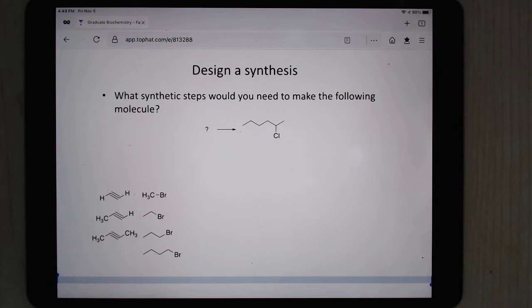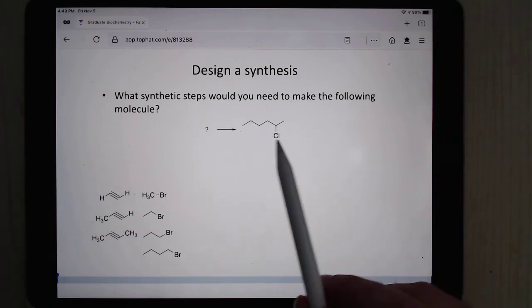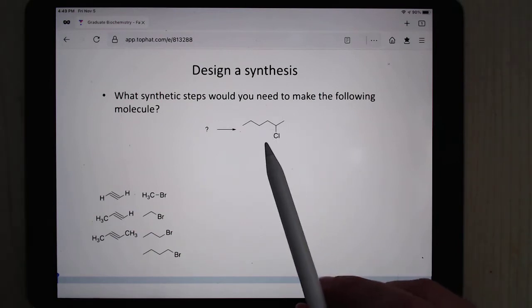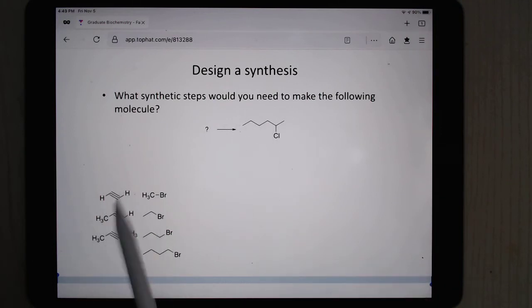Now for designing a synthesis, for this one we're going to have to build the carbon skeleton and make sure that there's a chlorine that goes in here. So the best way to start is to just take a quick look. We've got the alkyne, so we're probably going to need to go through alkenes or alkynes.